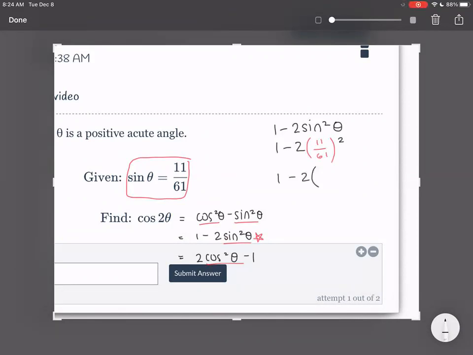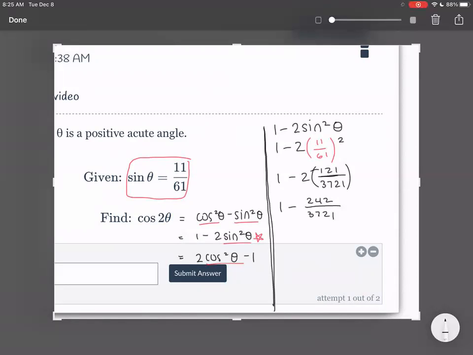1 minus 2 times, and then on the top we have 11 squared, which is 121. On the bottom we have 61 squared, which is 61 times 61, 3721. Okay. And then we're going to multiply this by 2. Remember, when you're multiplying a fraction by something else, you just multiply the top part. So 121 times 2 gives us 242 over the 3721. And I'm going to just draw a line here so we don't get mixed up.